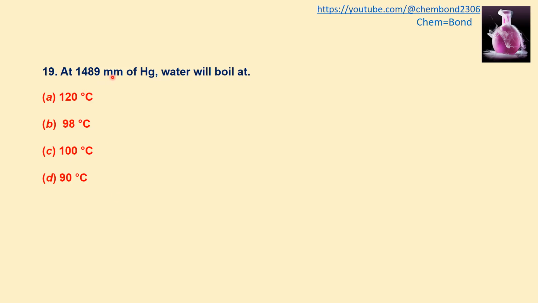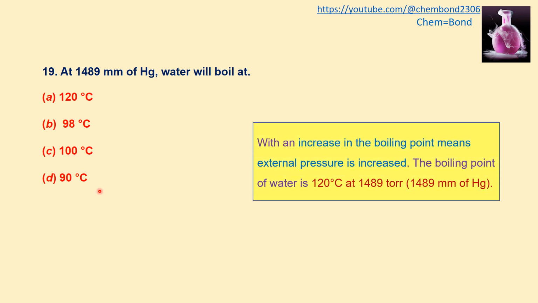At 1489 millimeters of mercury, water will boil at: 120 degrees C, 98 degrees C, 100 degrees C, or 90 degrees C. An increase in the boiling point means the external pressure is increased. So here the external pressure is increased, which means that the water will boil at a temperature above 100 degrees C. 760 millimeters of mercury is for 100 degrees C. So 1489 will be for 120 degrees C.